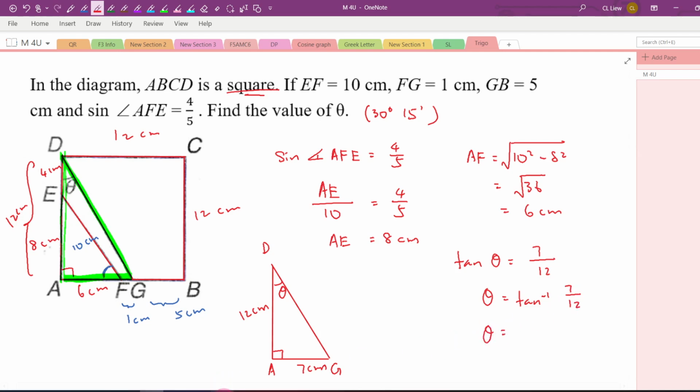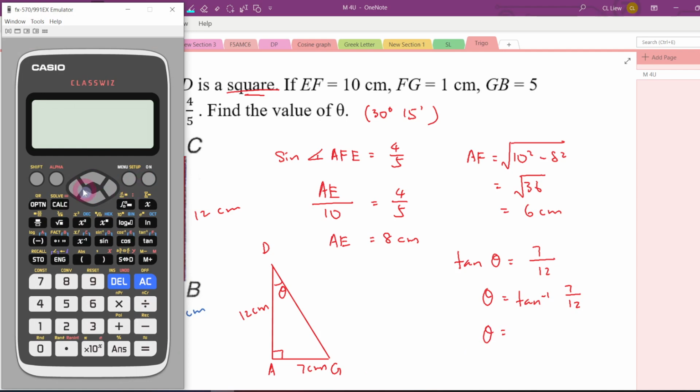This one we need to use our calculator to help us get the answer. So remember to press shift first and then press this, because you see the tangent inverse is printed in yellow color. So you need to press shift first, then only your calculator knows that you want the tangent inverse. If you do not press shift, you press this one, the calculator will just give you tangent. So you need to let your calculator know, I want this yellow color one. So press shift first and then press this, then you will get tangent inverse. Just key in 7 over 12.